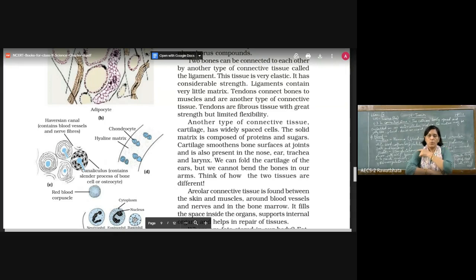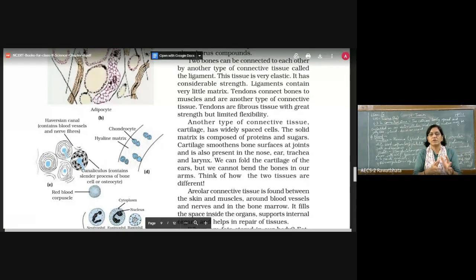Ligament means one bone to another bone. So this connective tissue, ligament, joins bone to bone. And if it is joining one bone to another bone, definitely there is supposed to be flexibility, then only you can move the 2 bones. I just gave you 2 points of difference. The first point, ligament connects bone to bone, and ligament is flexible. If we have understood the 2 points of ligament, the opposite will be true for tendon.